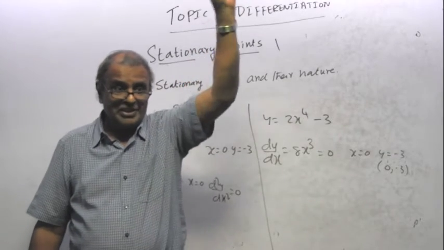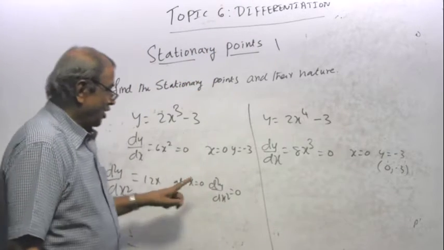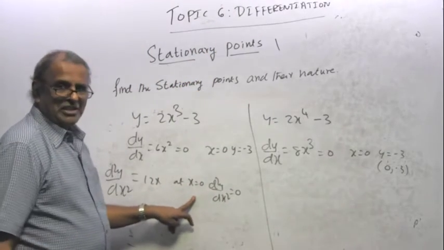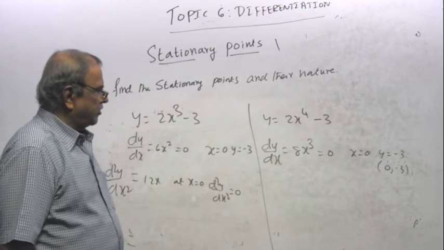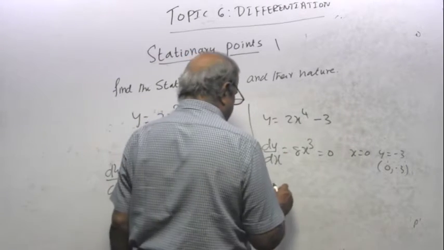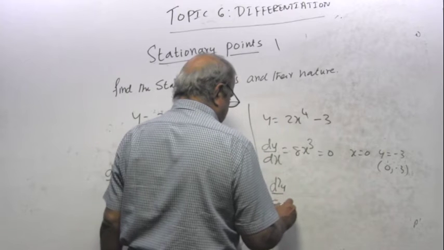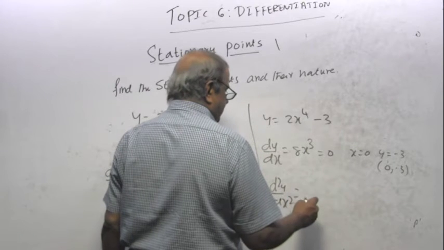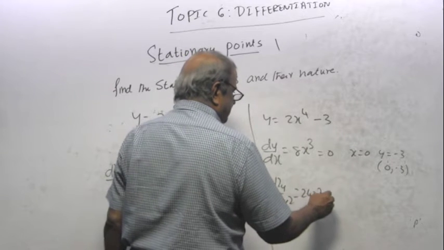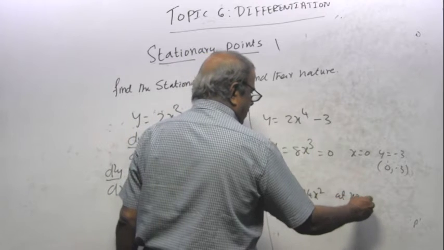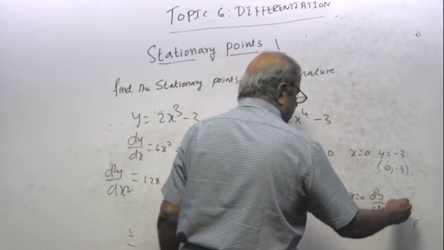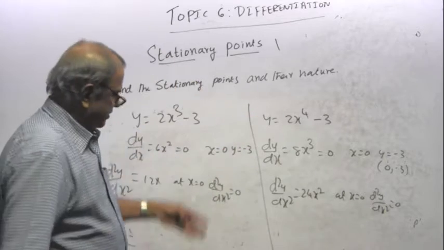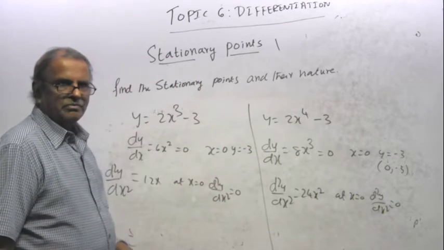Sir, it's inflection. So, according to you, that's a point of inflection. What is a point of inflection? I'll come to it a bit towards the end of this question. Let's look at this. What is d squared y by dx squared? It is 24x squared. At x equal to 0, d squared y by dx squared also happens to be 0. Therefore, sir, simple, that is inflection.